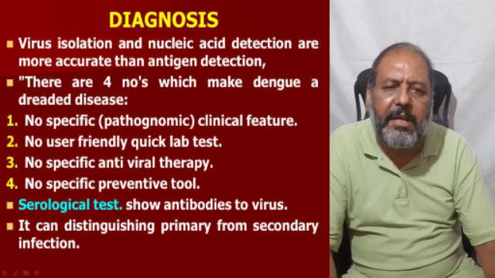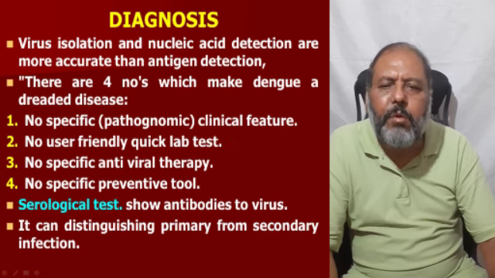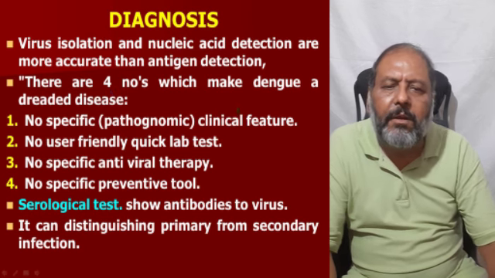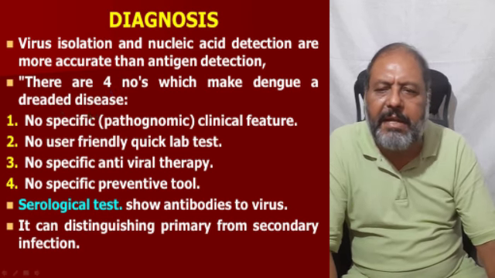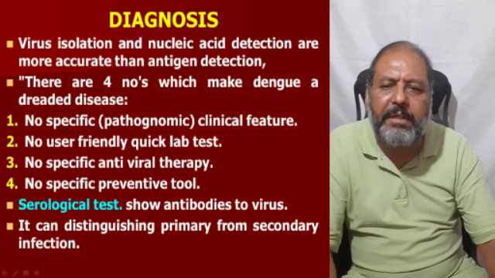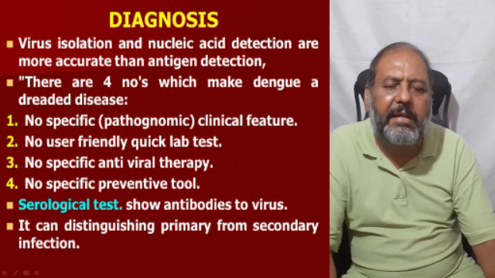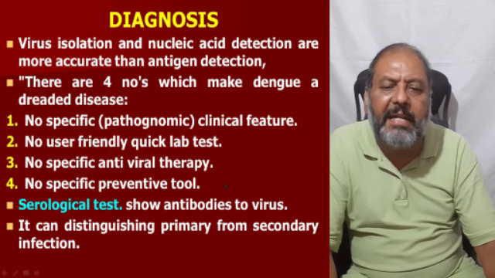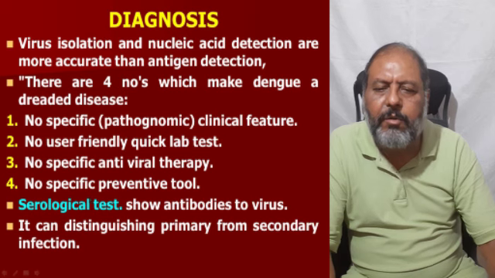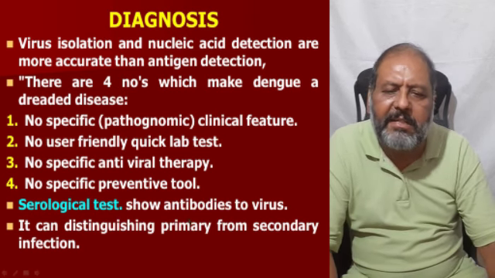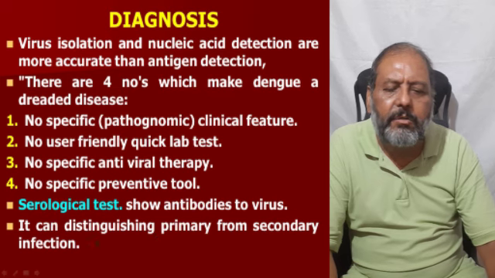Virus isolation and nucleic acid detection are more accurate than antigen detection, but there are four no's which make dengue a dreaded disease, and one has to be careful. There is no specific pathognomonic clinical feature, no user-friendly quick lab test, no specific antiviral therapy available, and no specific preventive tool available. The serological test shows antibody to the virus.